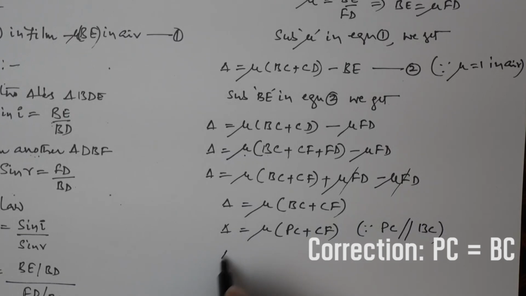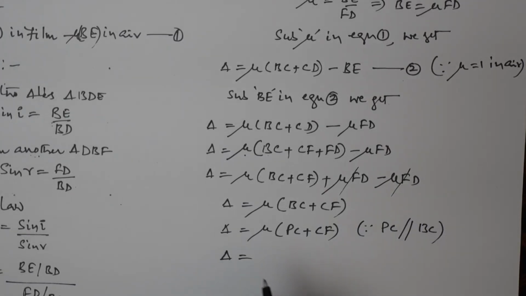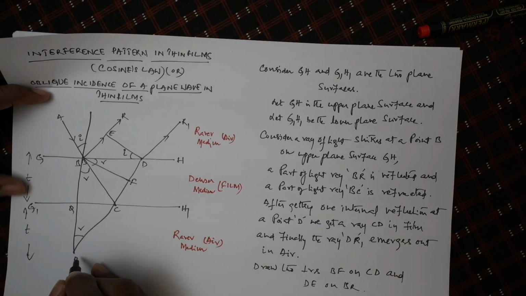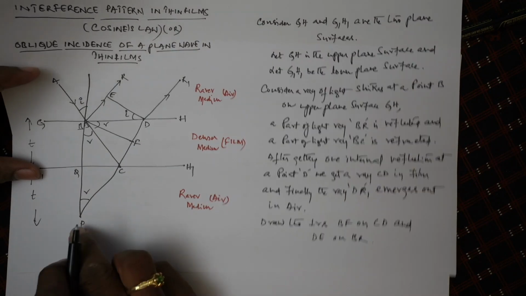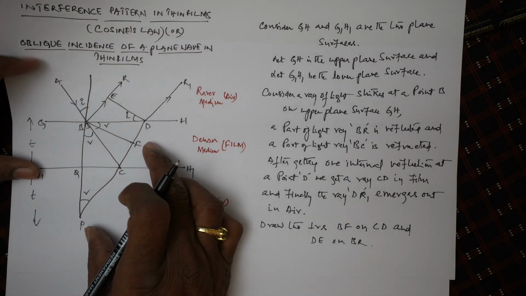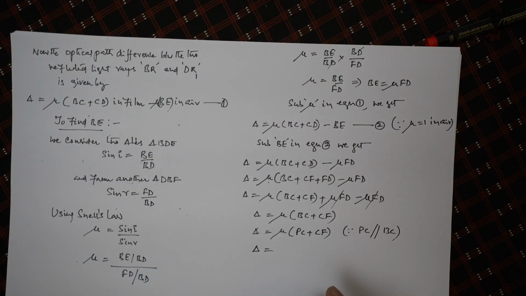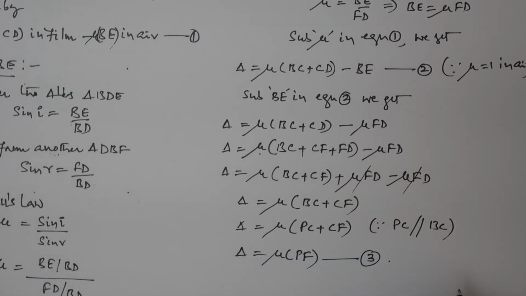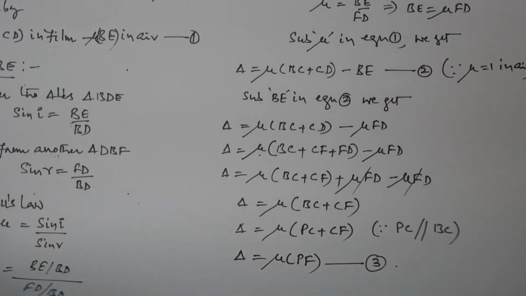Now again delta is equal to, coming to the diagram again, now I have P to F. How can I write it? My PC plus CF, I can write it as PF. So therefore I can change it like this: mu into PC plus CF becomes PF. I can consider it as equation 3. To get the expression for delta equal to mu into PF, again we have to find PF. Now how to find PF?